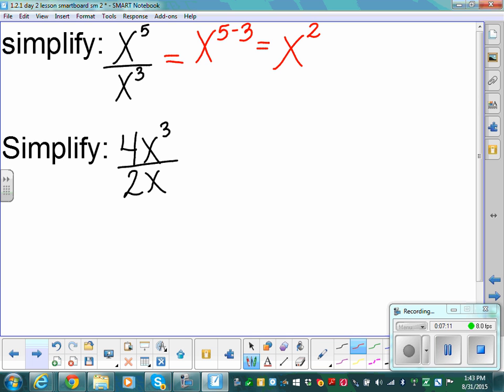Now, I'm going to show you quickly why that works, but I'm not going to have you take notes on it necessarily. Just watch because it's kind of cool. It's kind of interesting. So the reason this works is because really x to the 5th, and I'm going to go off to the side over here, x to the 5th is x times x times x times x times x, 5 times. So we have an x to the 5th on top. And on bottom we have an x to the 3rd. So we have an x times an x times an x.